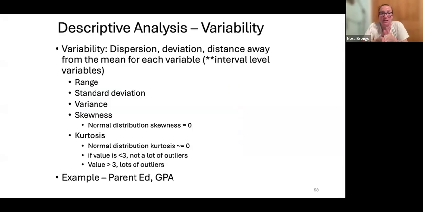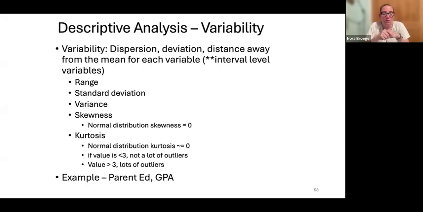Variability includes things like range, right? Which is your minimum value to your maximum value. It's sometimes expressed simply as that, 1 to 10. Sometimes it's expressed as the distance from the minimum to the max. Your standard deviation, which I will visually show you in a second, but your standard deviation is the distance from each data point to the mean.